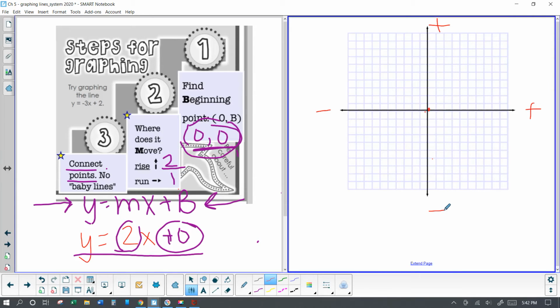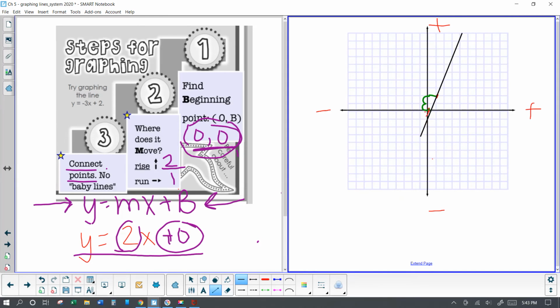And so I'm going to rise up 2 and over 1. Rise up 2 and over 1. And then I want to put another point right there where I ended up. So my slope tells me where to move to, right? And then the last thing I do is I draw a line where I'm connecting those 2 points.